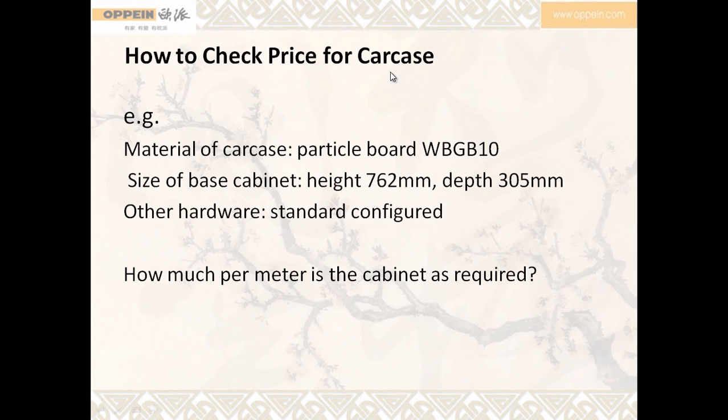How to check price for carcass? Take this case for example. Material of carcass is particle board WBGB10. The height of base cabinet is 762 mm and depth is 305 mm. Other hardware is standard configured. So, how much per meter is the cabinet as required?